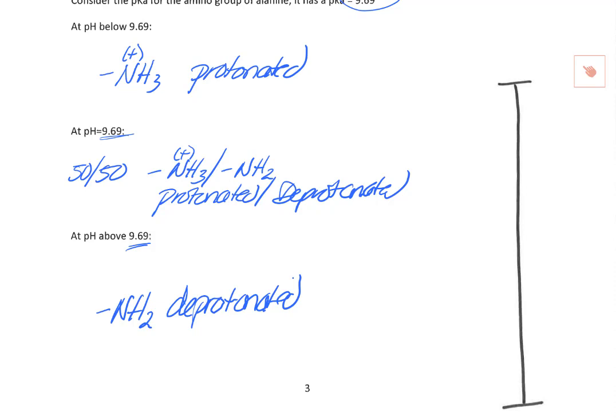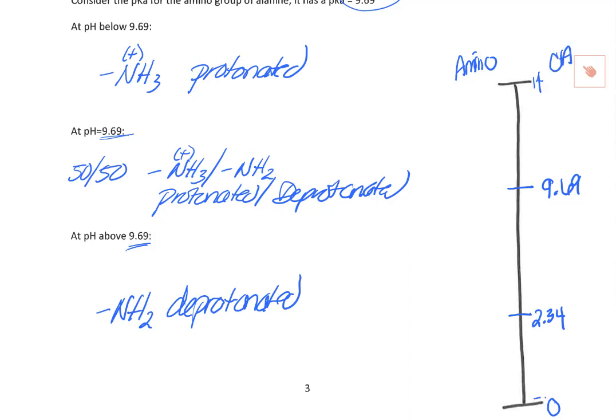So I guess it could be my pH scale. If my pH goes here from 0 to who cares what, 14. Let's say here is 2.34 and here is 9.69. So what you're going to find is, if we look on this side, this side will be our amino side, and this will be our carboxylic acid side.